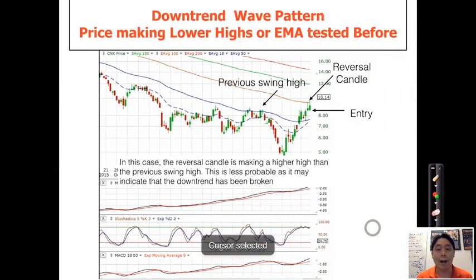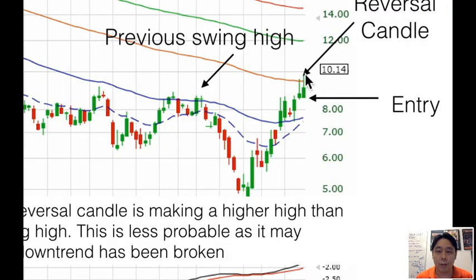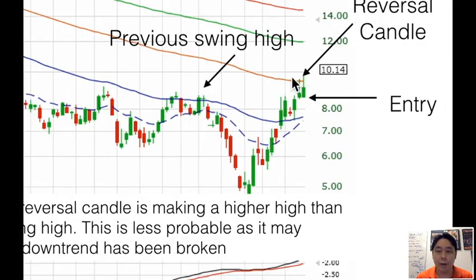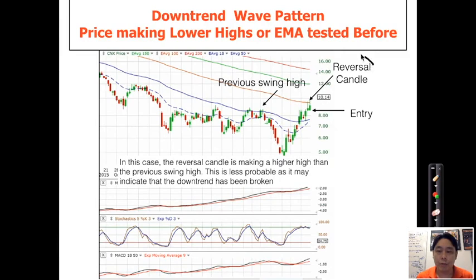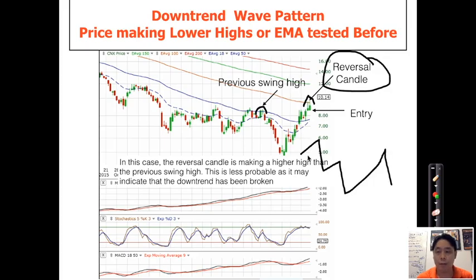Now, this is a case where I'll not take the trade. In this case, you can see a 2-candle reversal pattern bouncing off the 100 moving average, okay? So that's a reversal candle. But what's happening? This reversal candle is making a higher high than the previous swing high. So this could mean that this downtrend has been broken, because now it's making a higher high than the previous swing high, okay?